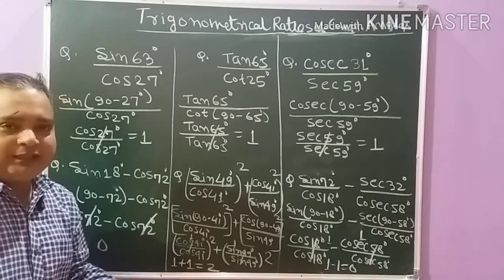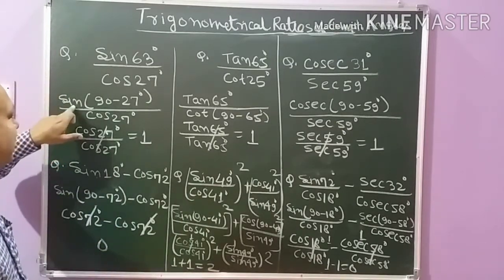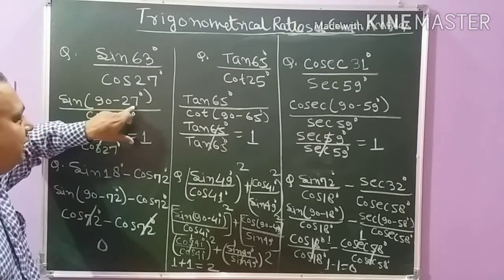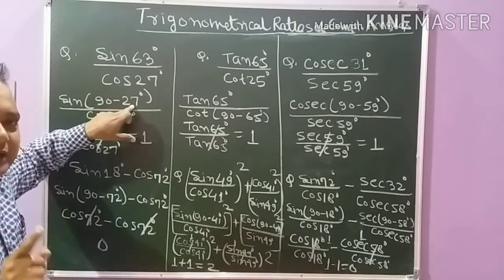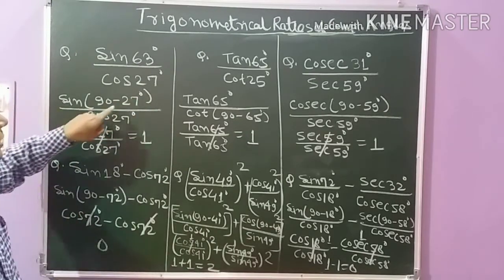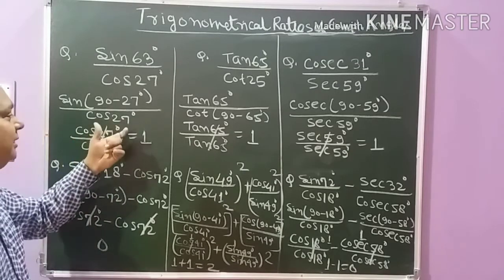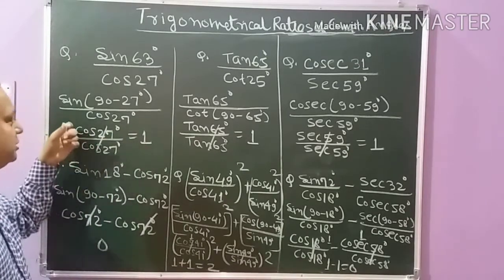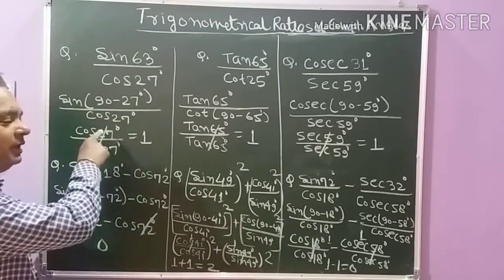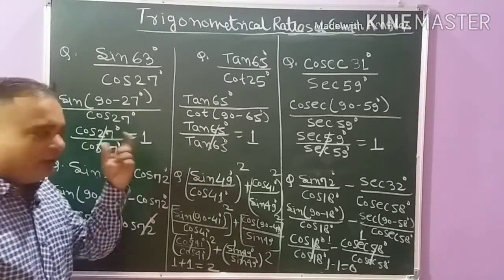Recently I told you what sin 90 minus theta is. Cos theta. So look here, sin 90 minus theta. Here the value of theta is 27 degree. So sin 90 minus 27 degree, we can write cos 27 degree, and the denominator is also cos 27. Both are the same, so they cancel out. So the answer is 1.